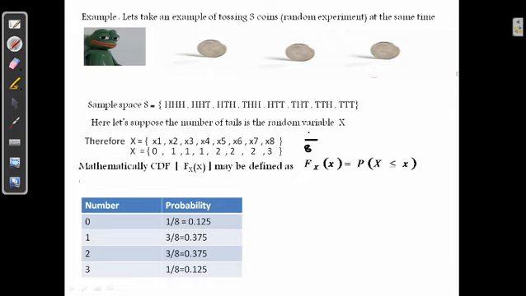Okay. Next, how many times can 1 occur? So what could be 1? How many times can it occur here? 1, 2, 3, right? So out of 8, the possibility is how much? 3. So in 3 conditions, 1 tail can occur. So it is taken as 3/8.